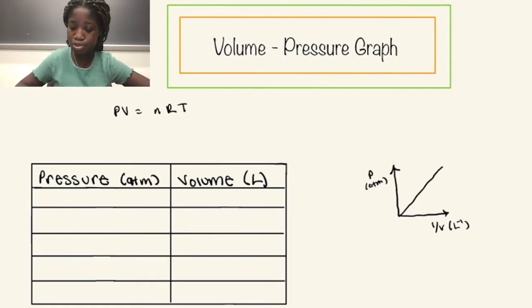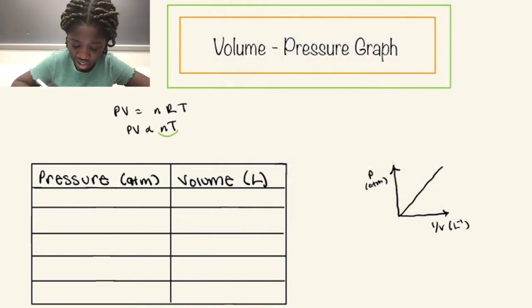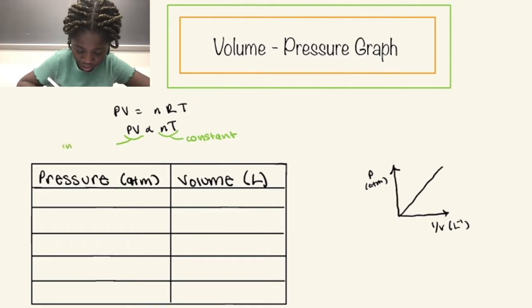In a proportional expression, this is PV is proportional to nT. And if n and T are constant, then P and V are inversely proportional to each other. And what better way to show this than with a drawing?